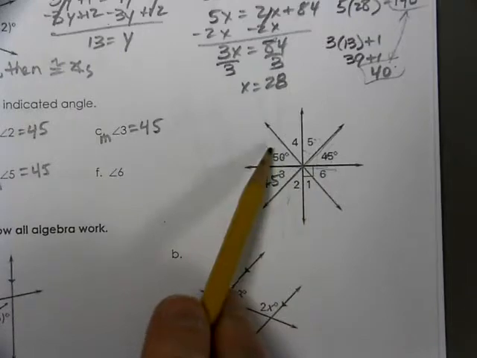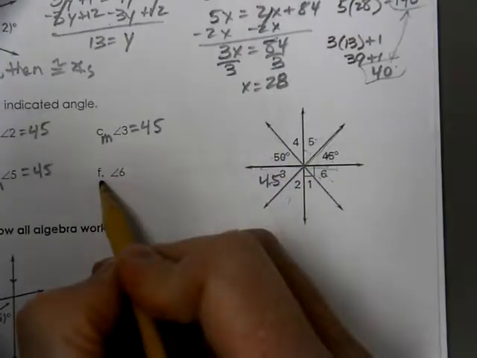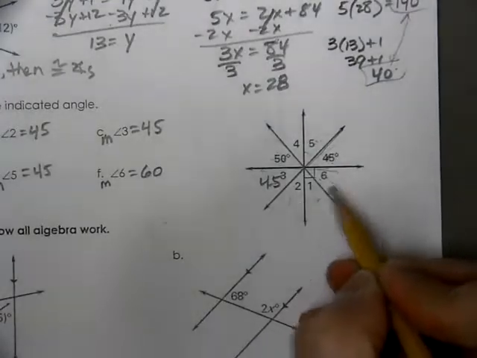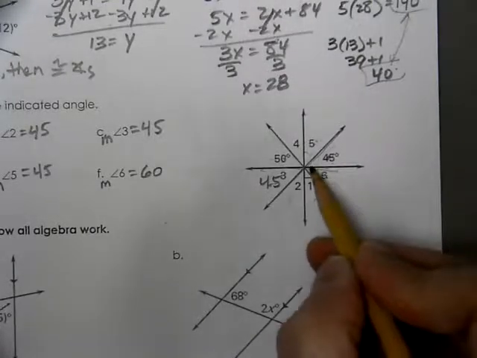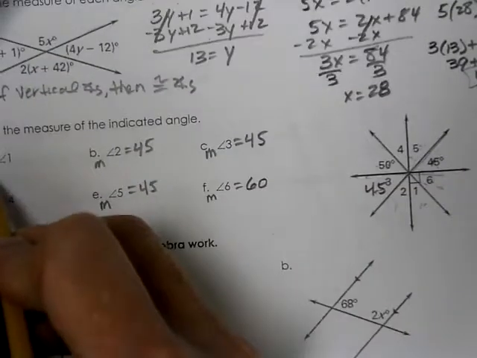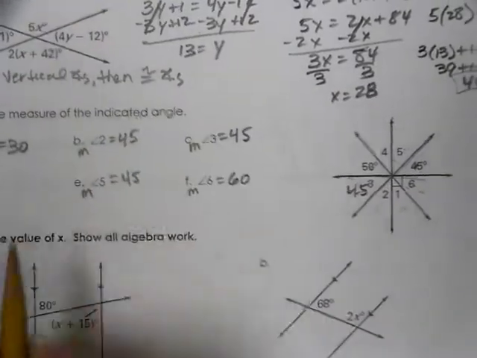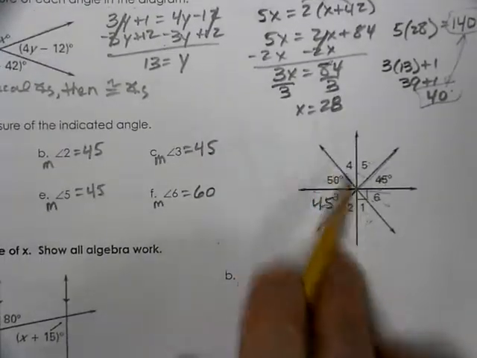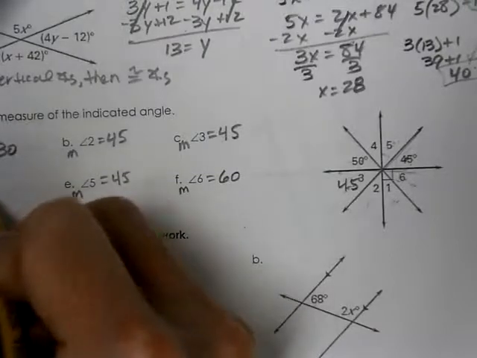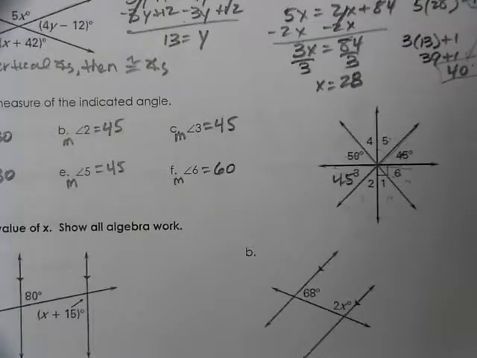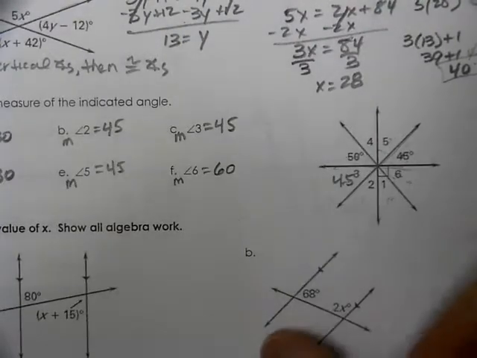This 50 is vertical with angle 6. So the measure of angle 6 is 60. And 60 and angle 1 are complementary. They form a right angle. So this is 30. So if angle 1 is 30, its vertical angle is 4. And vertical angles are congruent. So you can pretty quickly get all the way through with those. Let's finish up with these last two.